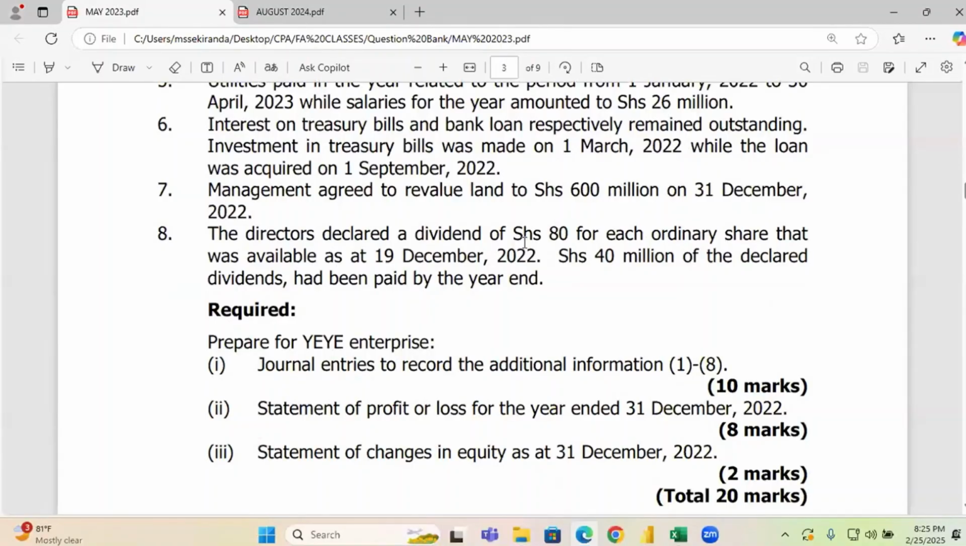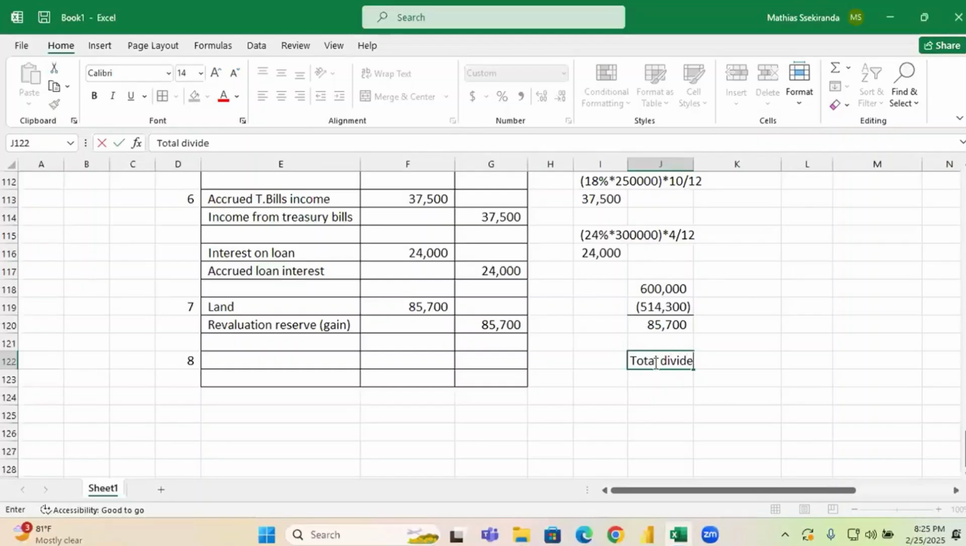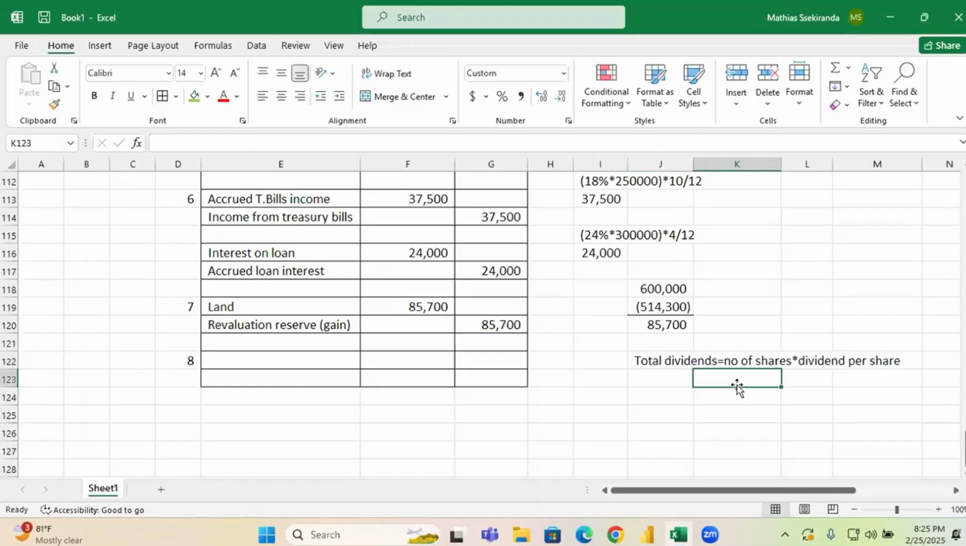And they're telling us each share earned 80 shillings. So how much were total dividends, therefore? Total dividends are normally equal to the number of shares, here only those shares that will receive a dividend, times dividend per share. The number of shares to receive a dividend are 600,000, times dividend per share, that is 80 shillings.